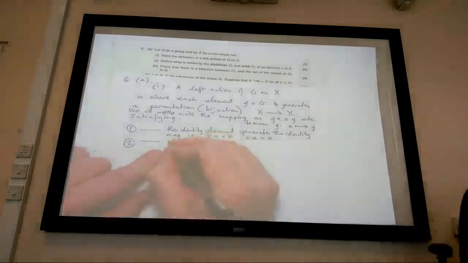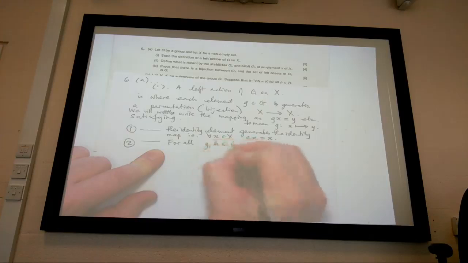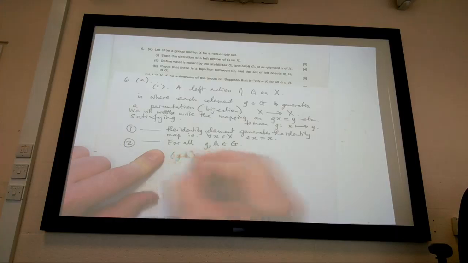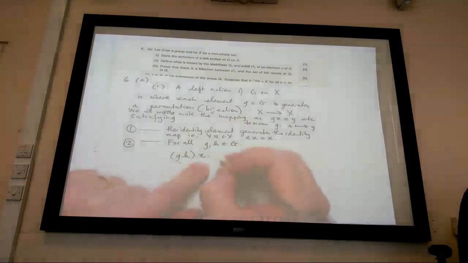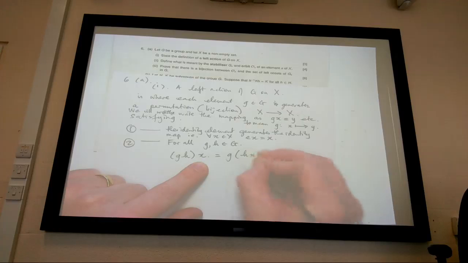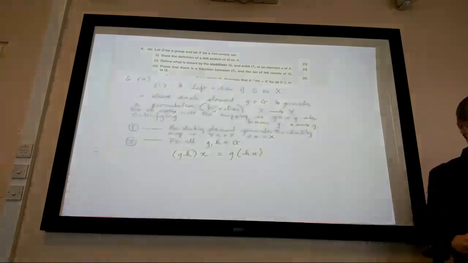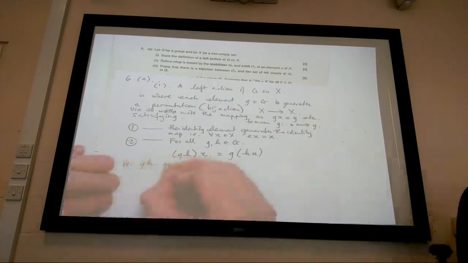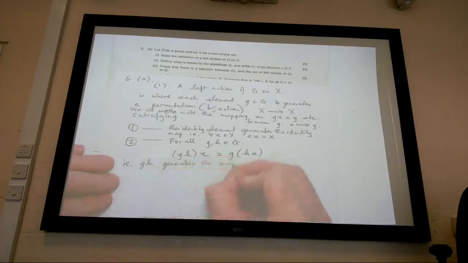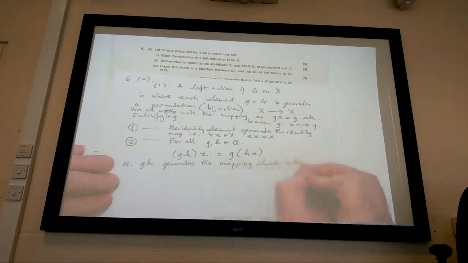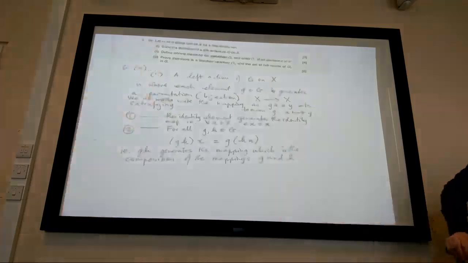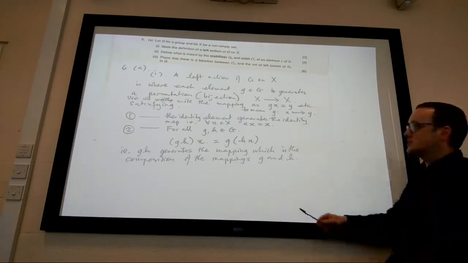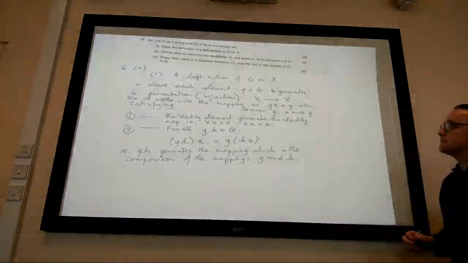And secondly, for all pairs of elements g and h within the group G, the mapping associated with the product element gh is the composition of the two mappings. gh acting on x is going to be equal to g acting on h acting on x, g acting on the result of h acting on x. So, i.e. gh generates the mapping which is the composition of the mappings g and h. Okay, so the product operation in the group corresponds to the composition of the mappings that those elements are associated to. So that's a group action.